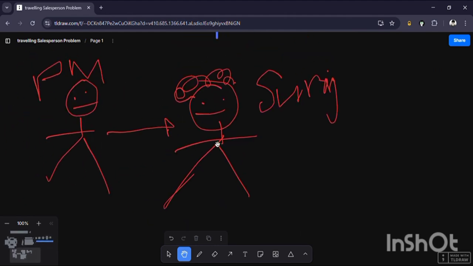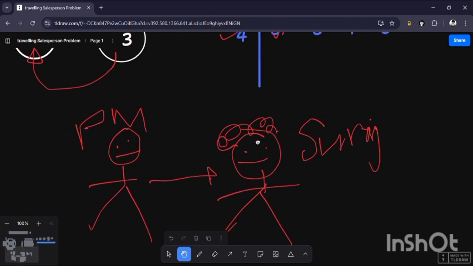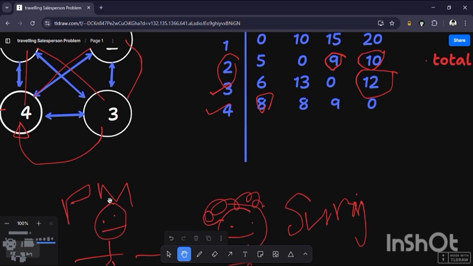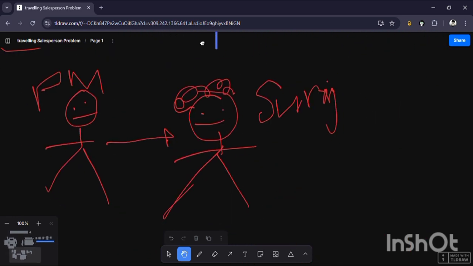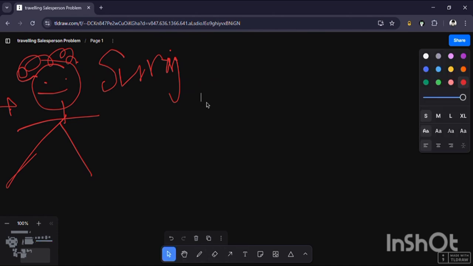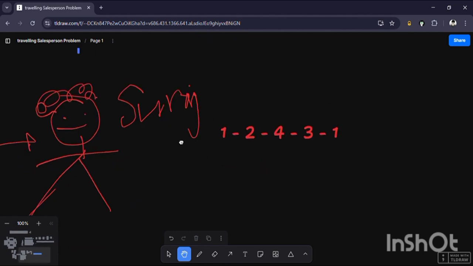The postman asked him, how can you save me 4 rupees? Suraj told him another path, and said that if you follow this path you can save 4 rupees. The postman asked Suraj, what is the path? And Suraj said, let me write the path here. If you travel from 1 to 2, 2 to 4, 4 to 3, and 3 to 1, then let's see what is the cost of this path.